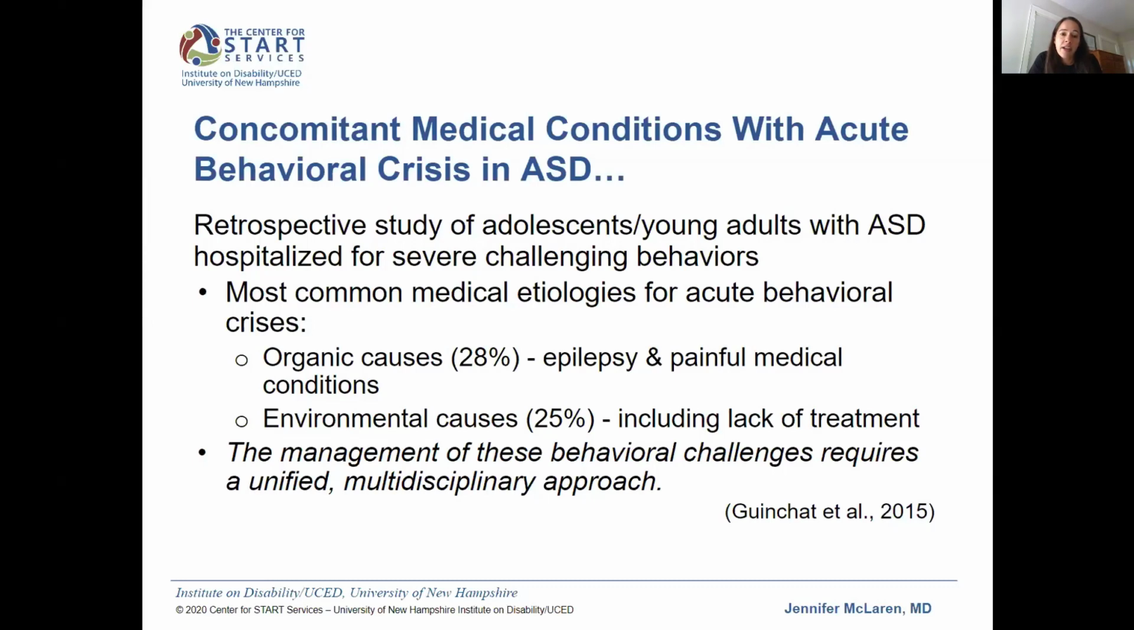It's also in this study they recognized that 25% of the individuals really had environmental causes that contributed to their presentation, which included lack of medical treatment for their struggles. And their conclusion in this study was that the management of these behavioral challenges really requires a unified, multidisciplinary approach. And that is where START comes in to help support these individuals with that unified, multidisciplinary approach, with lots of different people supporting an individual and looking at lots of different aspects of their life and coming up with a full biopsychosocial formulation and treatment formulation.